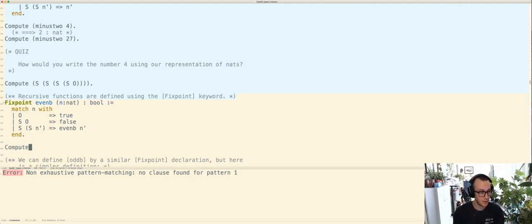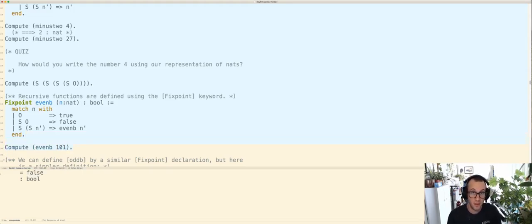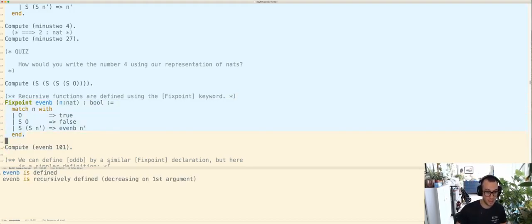Let's play with it. Compute even b 6. True. Beautiful. 8. Good. But okay, let's check an odd one. Great. Okay, let's give it a real challenge, huh? Beautiful.